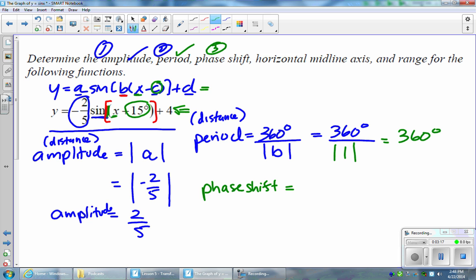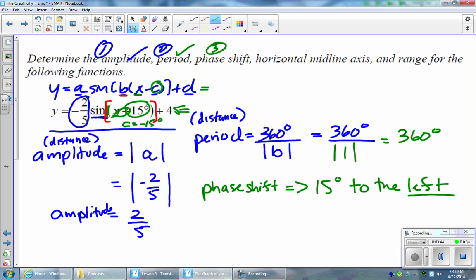Now notice the general equation has a negative. So therefore my c value is actually negative 15 degrees. It's just like when you work with quadratics, you always want to switch that sign there. So my c is negative 15. So I say that my phase shift is 15 degrees to the left. The reason why it's left is because it's a negative value. So 15 degrees to the left is my phase shift.